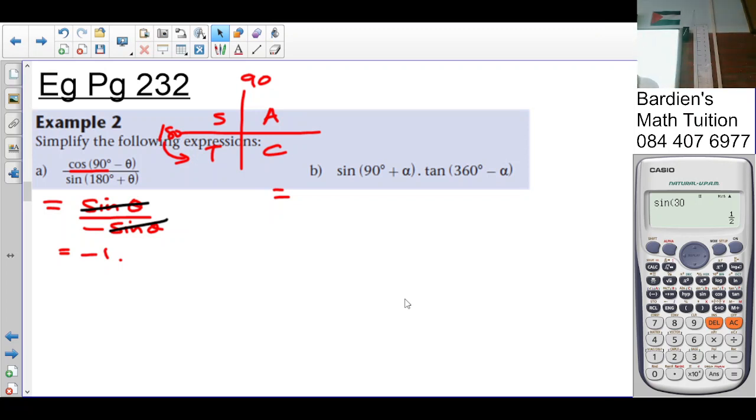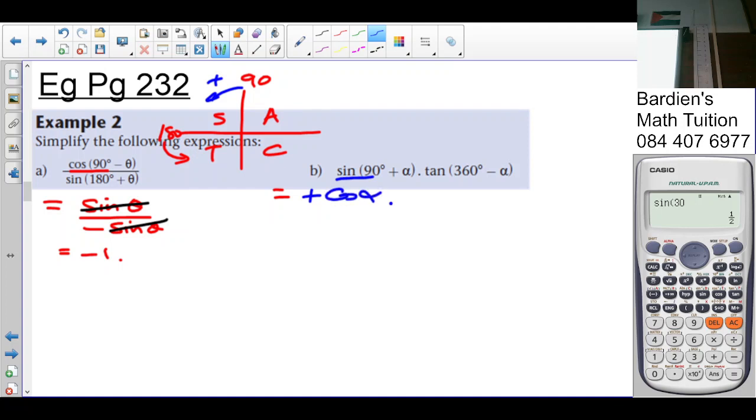So let's look at B. 90 plus theta, which quadrant is that in? Second quadrant. Is the sign positive or negative? Positive. Does it stay the same or change? Change. When does it change? 90 and 270.